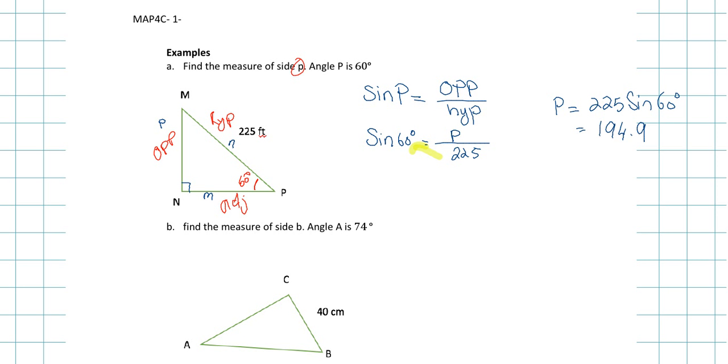So because it's 194.85, where is it? I'm just going to write this down. Because it's 194.85, that means we have to round up. Okay? So that's going to be 194.9 feet.